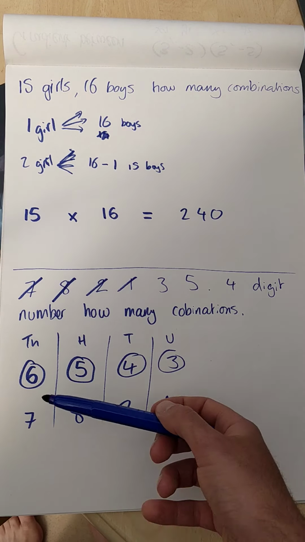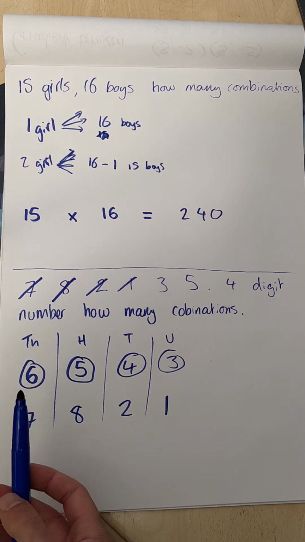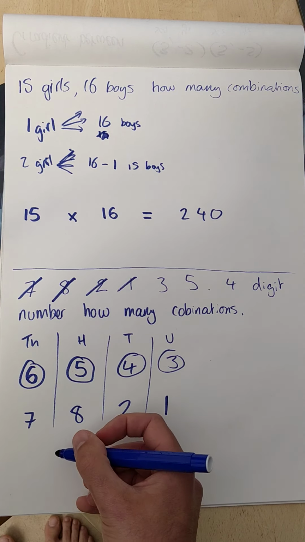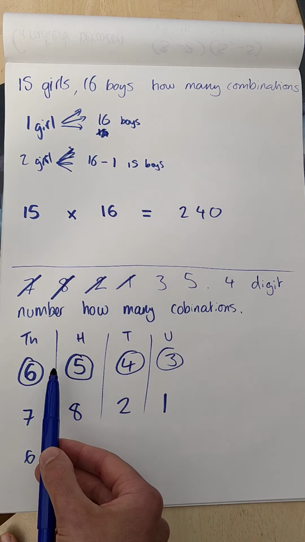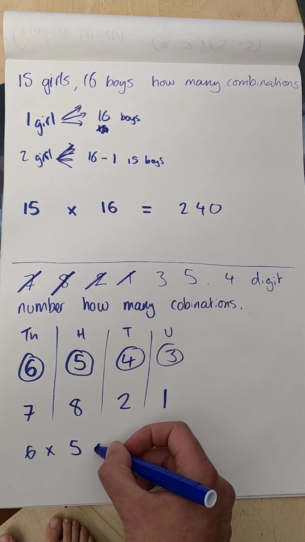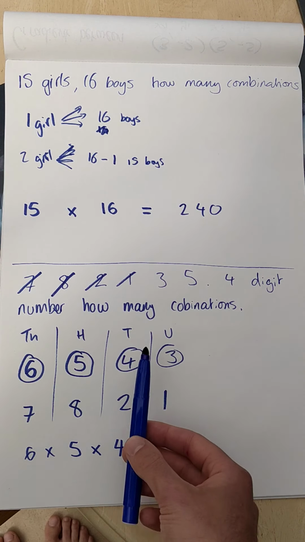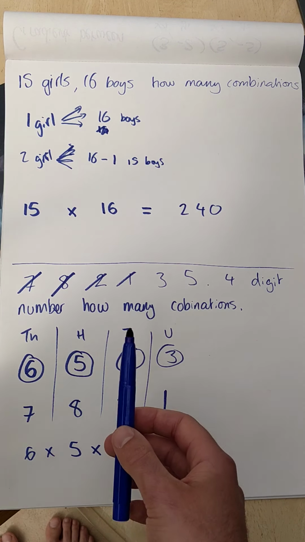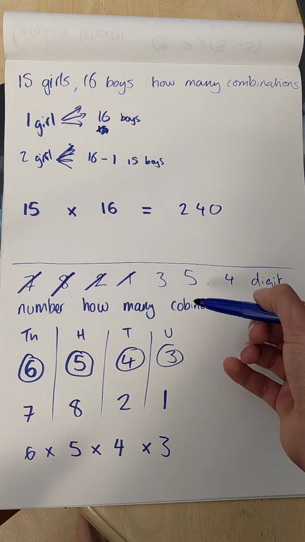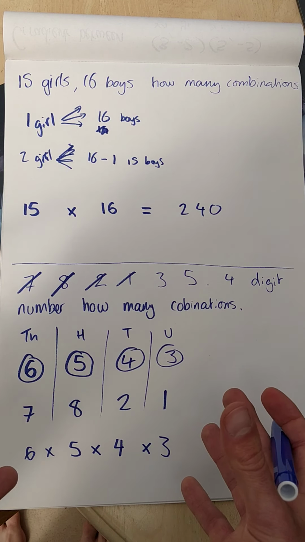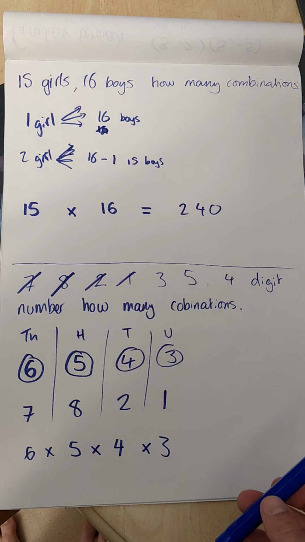It basically means, like with this one here, there was 15 options and then 16 options, so you times them together. So here I had 6 options in the thousands, 5 in the hundreds. Okay, so there's 30 options to choose from in just these 2. You times that by 4, because in this one there were 4 options to choose from. And you times that by 3 again because that's how many options were available at the end in this column. So that's how these kinds of questions often work, just by multiplying all of them together.